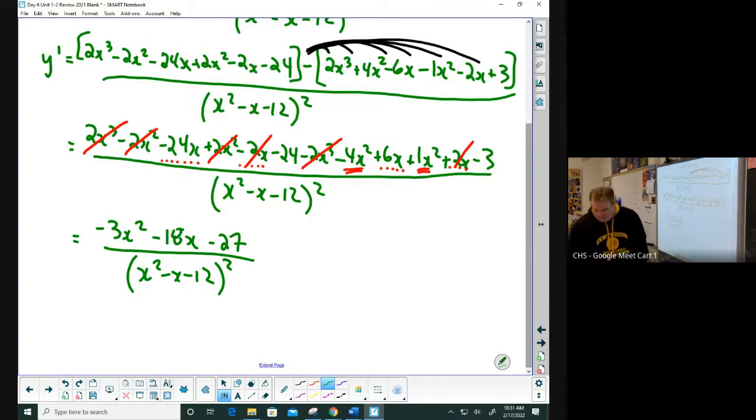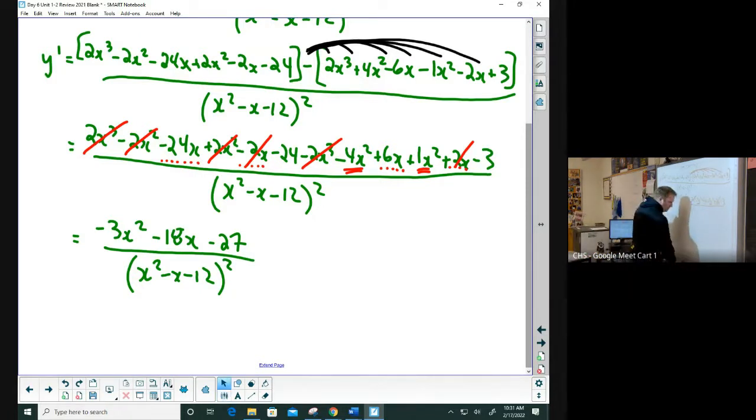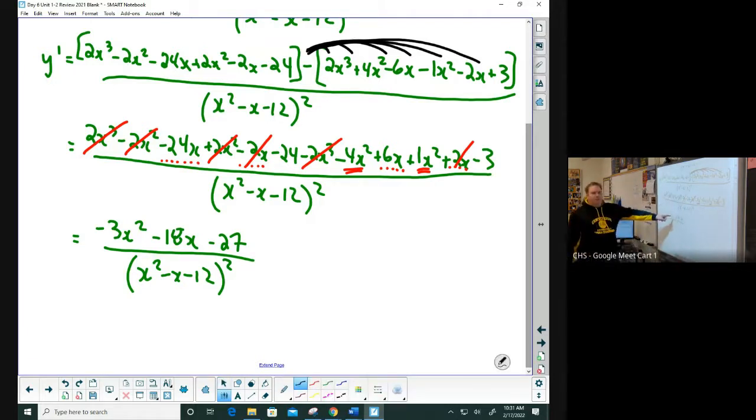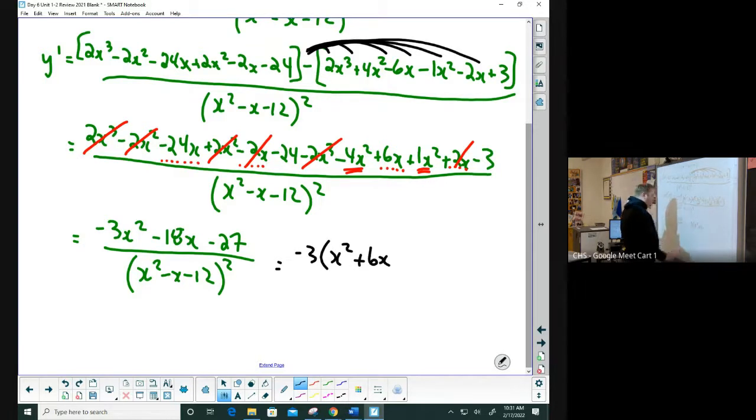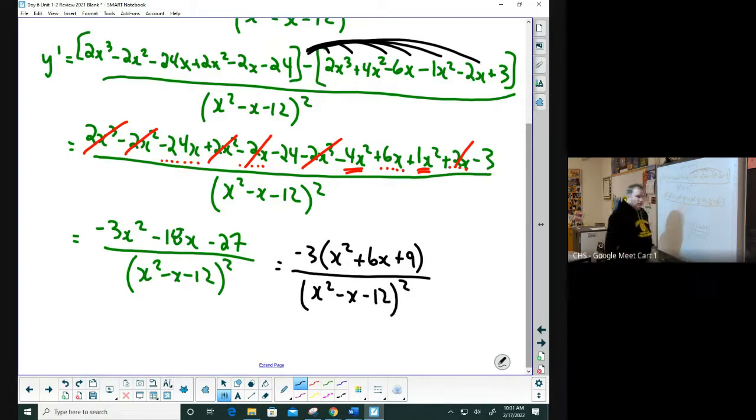And it looks like that's the same as the answer. Now, you'll notice on the answer sheet, a little common factoring happens. If you notice on the top, there's a negative 3 that's common to all of them. So the answer sheet does take out a common factor of this and says x squared plus 6x plus 9 all over x squared minus x minus 12 all squared. That's just a luxury thing. That's like making it look pretty.